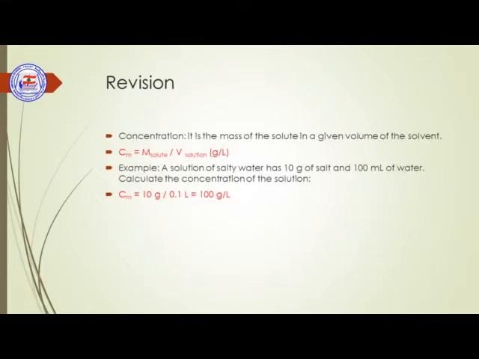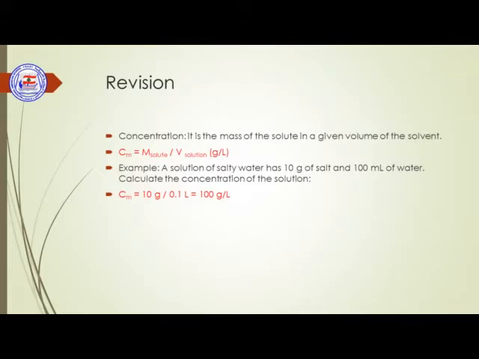So we previously explained that a solution is made from a solvent and a solute, and the solute dissolves in the solvent. To calculate the concentration, it is the mass of the solute that is dissolved in the given volume of the solvent. So to calculate the concentration, we simply have to divide the mass of the solute by the volume of the solution, and the unit is grams per liter.